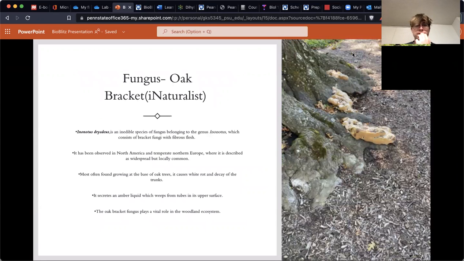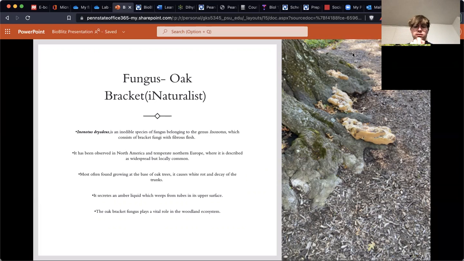Fungus. We have identified oak bracket using iNaturalist. It's an inedible species of fungus belonging to the genus Inonotus. It usually consists of bracket fungi with fibrous flesh. It has been observed in North America and temperate northern Europe, where it is described as widespread but locally common, most often found growing at the base of oak trees.